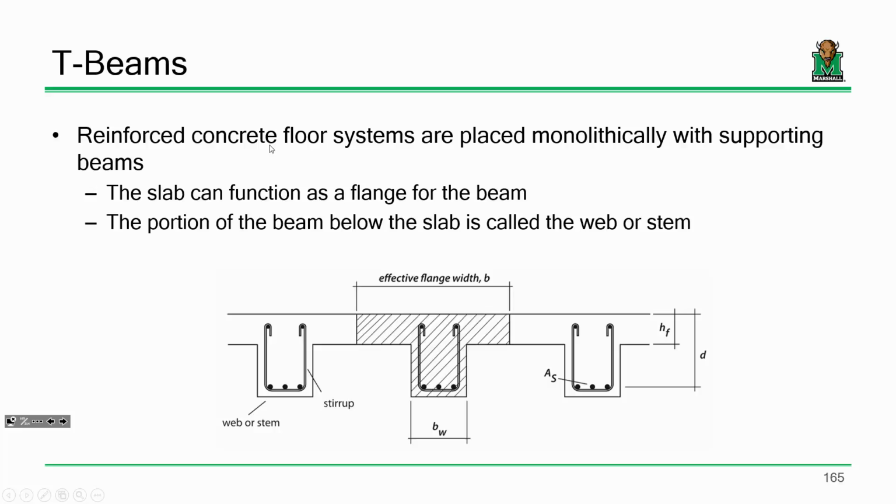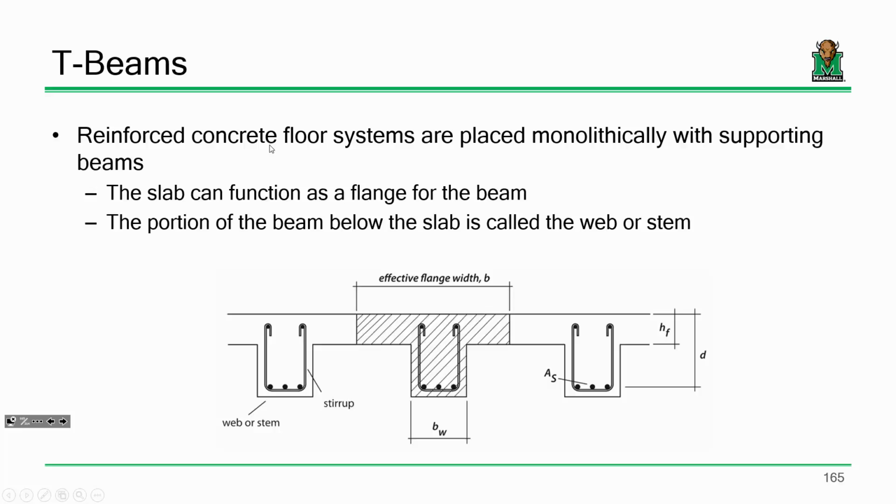Now, for this class, because we're primarily interested in building construction and the layouts of composite floor systems, when I talk about T-beams, what I'm really talking about is sort of a ribbed slab system. So I have a floor slab that is ribbed with flexural beams, every so on and so forth, to resist bending moments and shears.